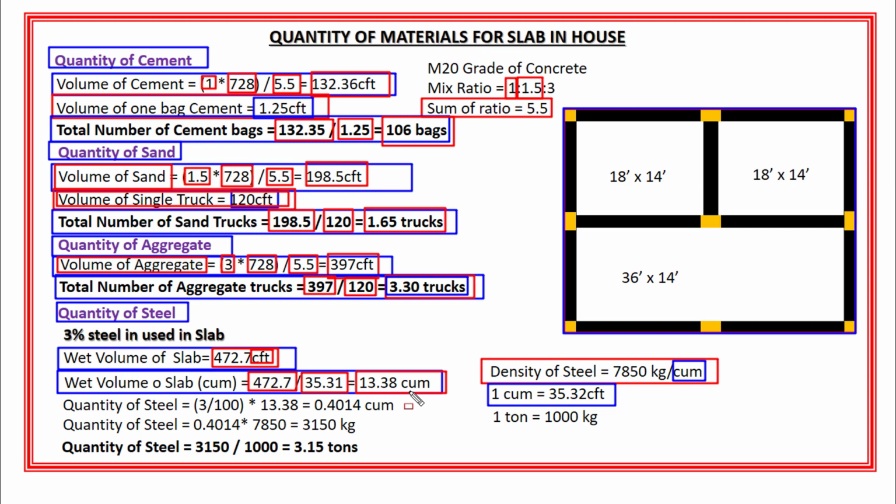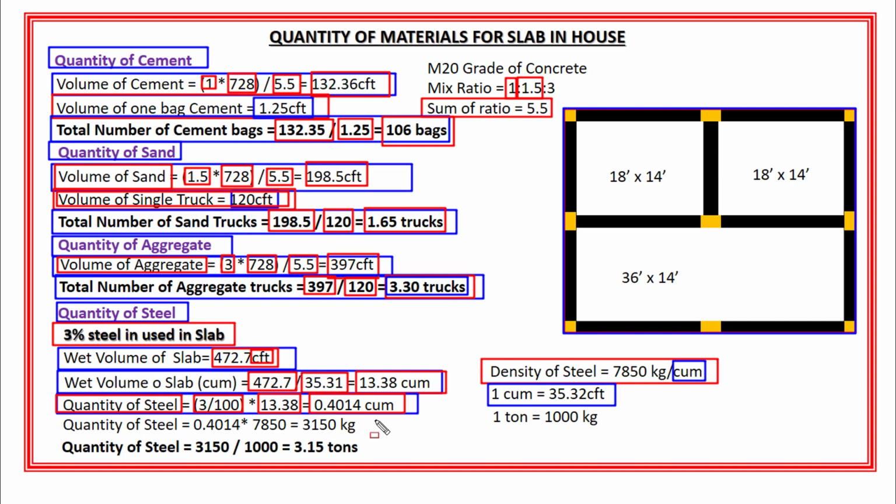Now I will use a thumb rule for the steel calculation in slab. So according to the thumb rule, it states that 3% steel will be used in a slab. Okay? So the total quantity of steel in slab is equal to 3 divided by 100, multiplied by the wet volume of slab in cubic meter, which is 13.38 cubic meter. And the quantity of steel will become 0.4014 cubic meter. Now the supplier will provide you the steel in the form of tons, not in cubic meter, right?